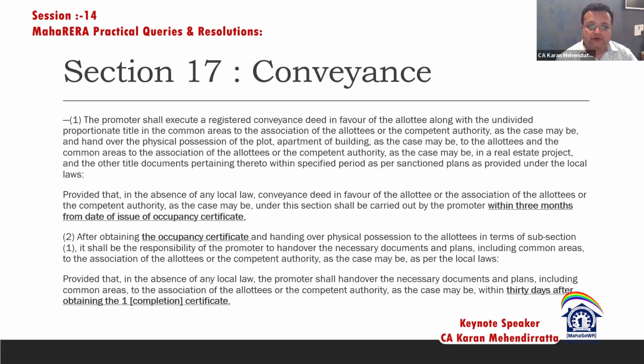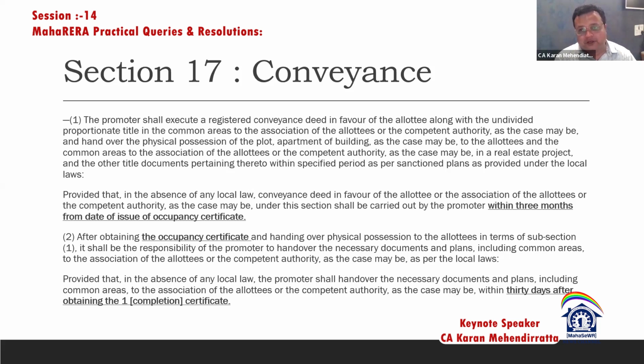Section 17(1), that is conveyance: the promoter shall execute a registered conveyance deed in favor of the allottee along with the undivided proportionate share, as the case may be, and hand over the physical possession of the plot, apartment or building, as the case may be, to the allottee, and the common areas to the association of allottees, along with other title documents. Provided that, in the absence of any local law, the conveyance deed in favor of the allottee or the association of allottees or the competent authority, as the case may be, under this section shall be carried out by the promoter within 3 months from the date of issue of the occupancy certificate.